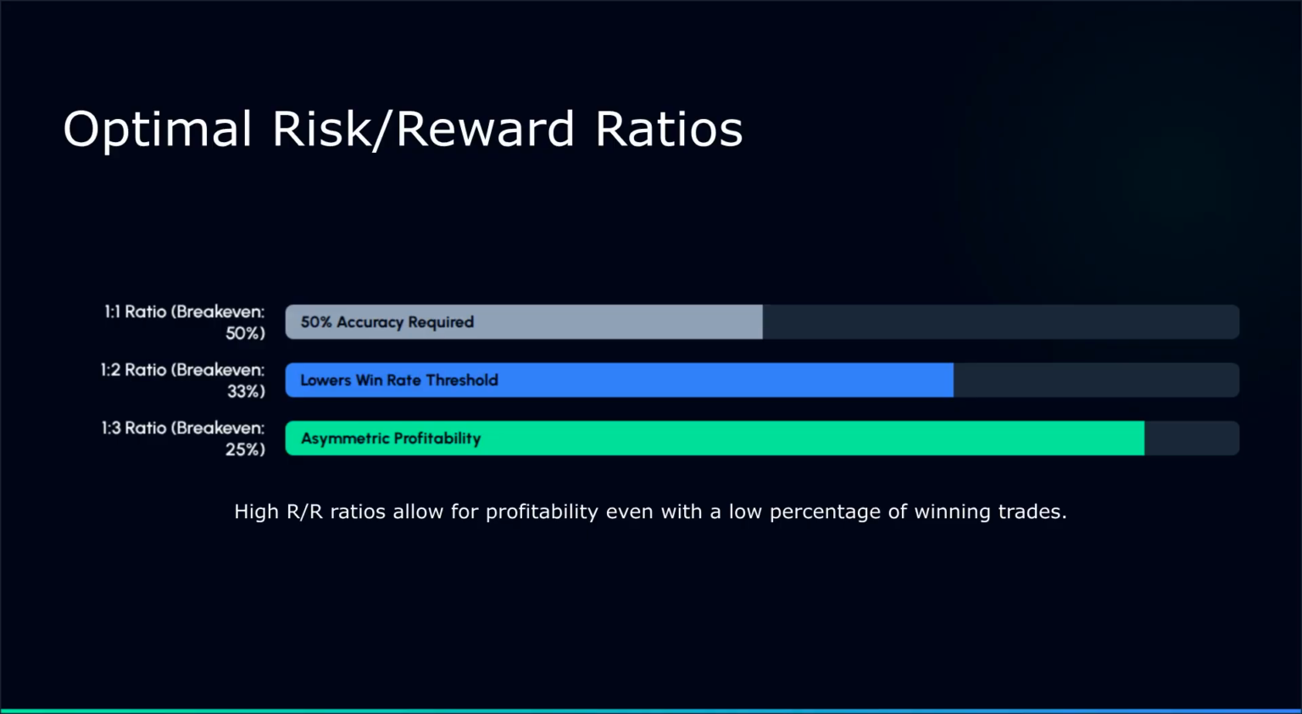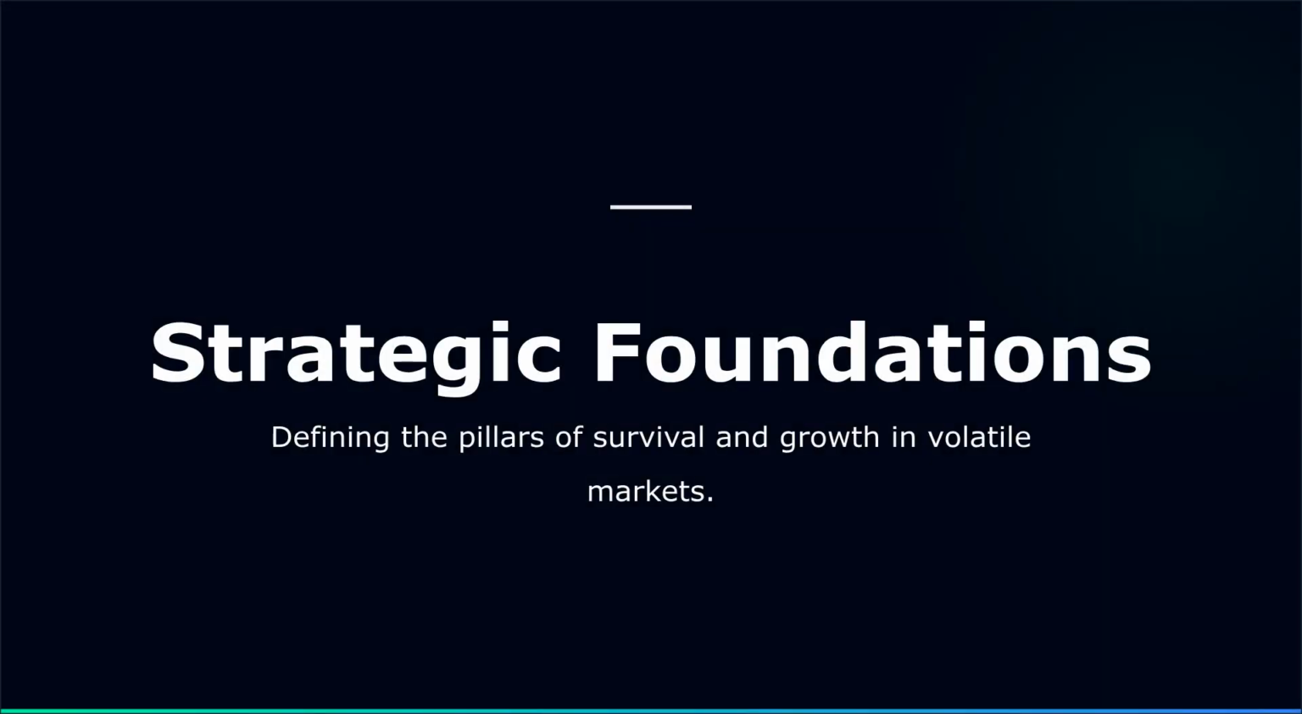To trade like a pro, you must understand optimal risk-to-reward ratios. As shown here, a 1-to-1 ratio requires a 50% win rate just to break even. However, by shifting to a 1-to-3 ratio, you achieve asymmetric profitability, meaning you can stay profitable even with a lower percentage of winning trades. Now, let's establish our strategic foundations.